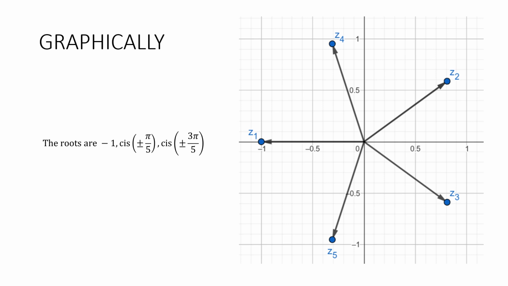Now, the second part of that question was to display the roots graphically on an Argand diagram. I've drawn this on GeoGebra. You'll of course have to draw it by hand. But here we can see, here's the root z1 is equal to -1. These two are cis plus or minus pi on 5, and these two are cis plus or minus 3 pi on 5. And the angles in between these vectors are all going to be the same. In fact, they'll be 360 divided by 5, or 72 degrees, or in radians, 2 pi on 5.